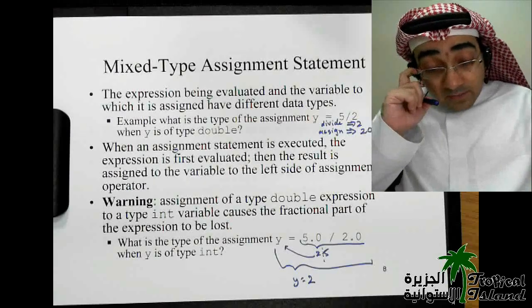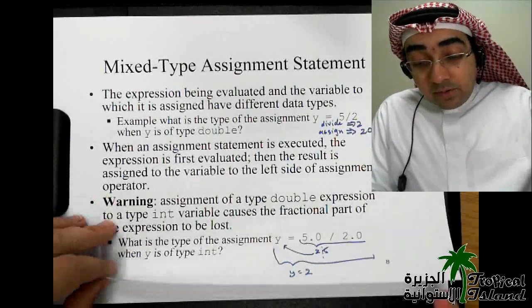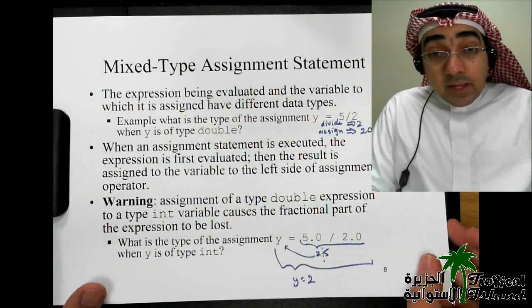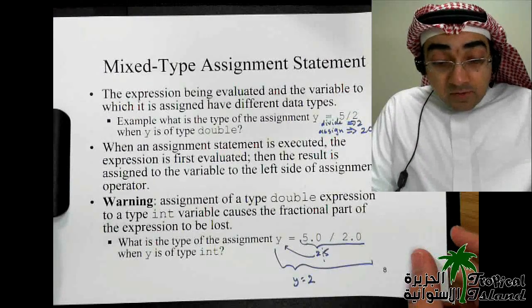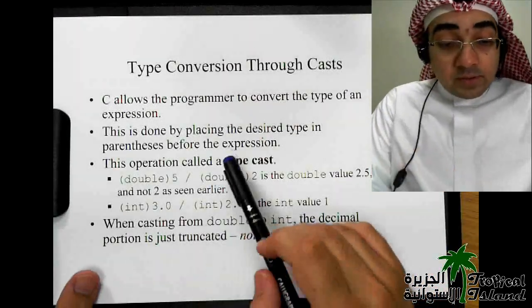Okay, so this is because y is an integer, you're going to delete the decimal part, or you're going to omit it out, because that is what casting does. Okay, so here's the example of a double assigned to an integer.